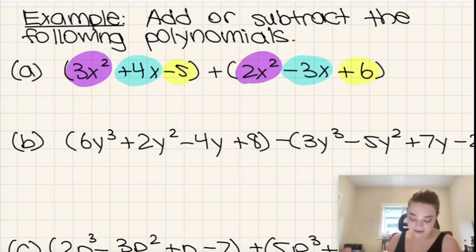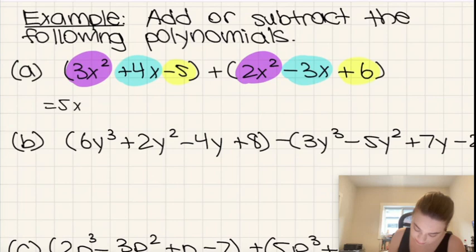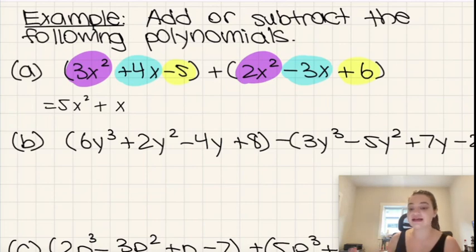In this case, we're just adding them really. We have 3x squared plus 2x squared is going to be 5x squared. Then we have 4x minus 3x, which is going to give us 1x. Note that 1x can also just be written as x, so I just wrote x here. And then we have negative 5 plus 6, which is the same as 6 minus 5. That is going to give us 1. And so that is our final answer, 5x squared plus x plus 1.